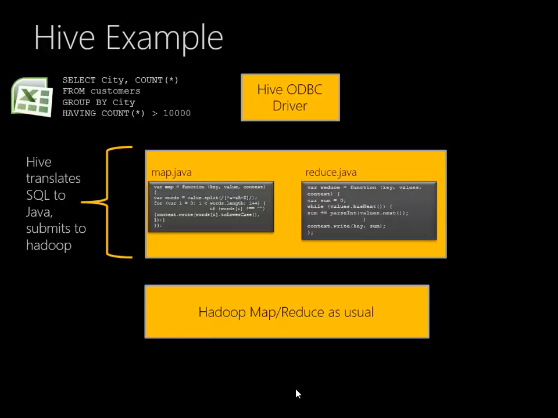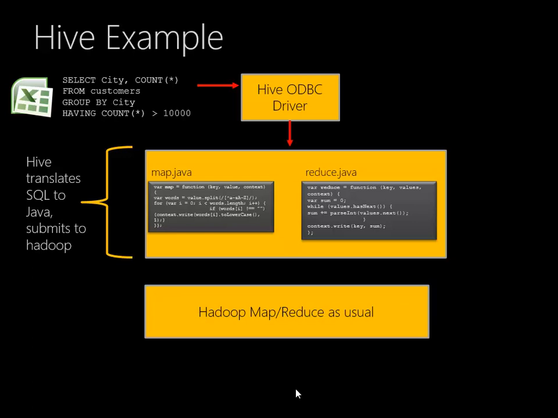So here's an example of what Hive does. Let's say that we have Excel and we want to get data from an external source. We might use a Hive ODBC driver to submit a query like this one: select city and count of customers in each city where that city has more than 10,000 customers. Okay, fairly basic. So we would send that to the ODBC driver from Excel. Excel thinks it's talking to just a SQL database.